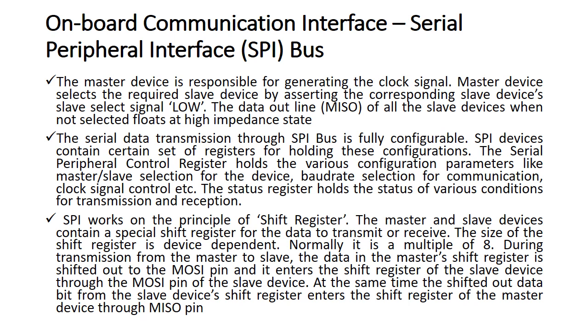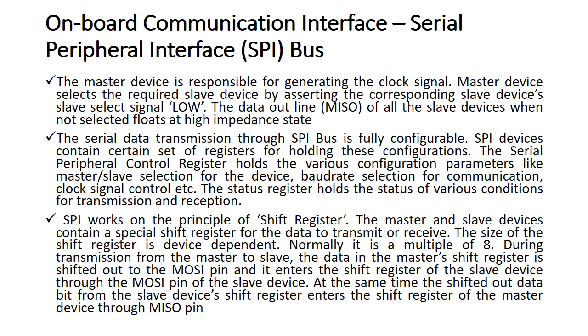The status register holds the status of the various conditions for transmission and reception. SPI works on the principle of shift register. The master and slave devices contain a special shift register for data to transmit or receive. The size of the shift register is device dependent. Normally, it is a multiple of 8.